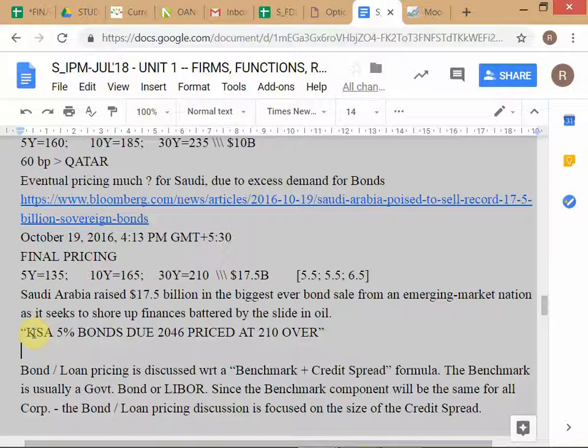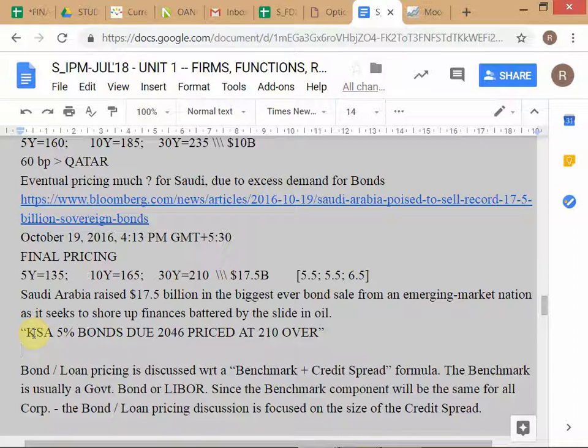So those wires will give you a news release, something like this: KSA 5% bonds due 2046, priced at 210 over. What this means essentially is that 5% is the coupon rate, and 2046 is the maturity. And 210 is the spread, 210 basis points over. Don't say indicative pricing anymore, because this is final pricing. This kind of report, when it comes out, means the issue has already been launched and completed.